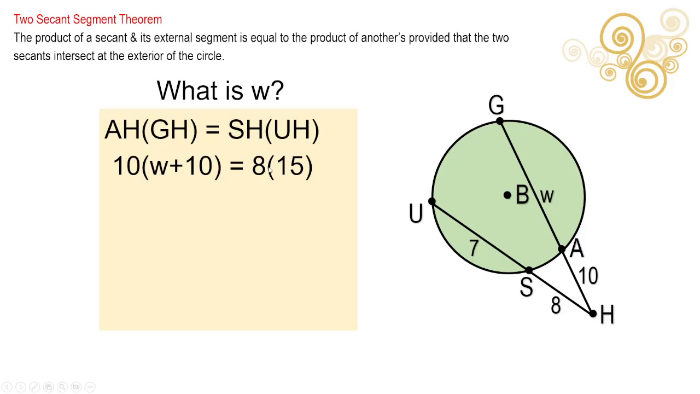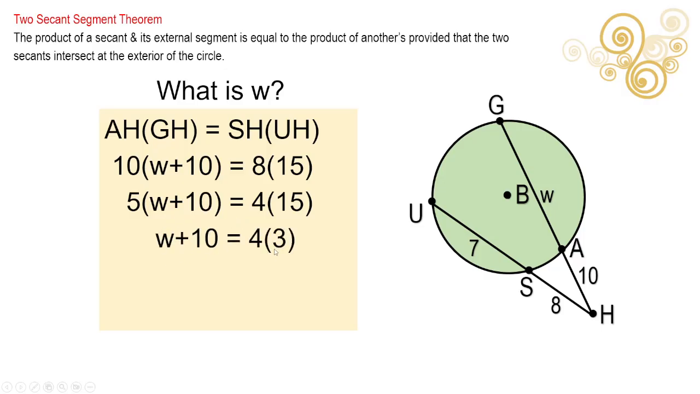So again, cancellation requires mastery. It requires previous knowledge. You cannot just cancel everything. So right here, I cannot cancel because there is addition here. So unlike the previous examples, I can cancel here 10 and 8. So you have your 5 and 4. And from here, I can cancel 5 and 15. That leaves me here W plus 10. And right here is 3.